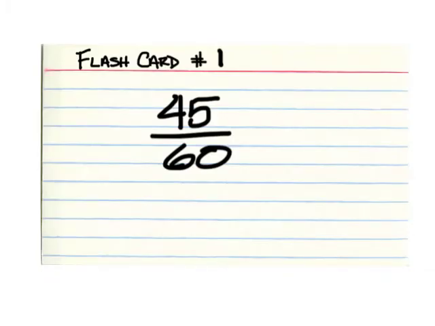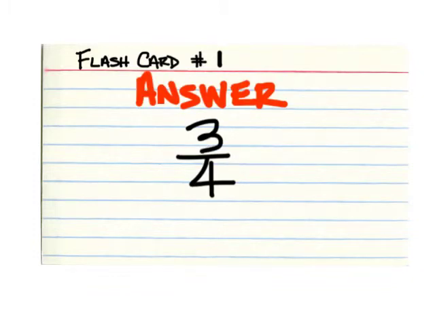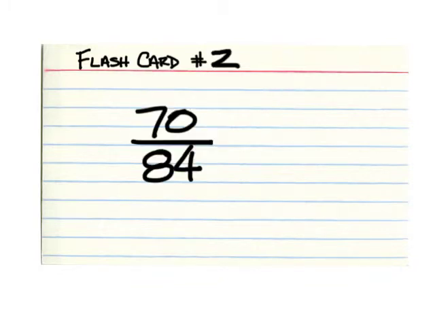Answer these out loud. 45 over 60, what does that reduce to? I'll give you a hint. 15 goes into both of them. Three over 4, yeah.